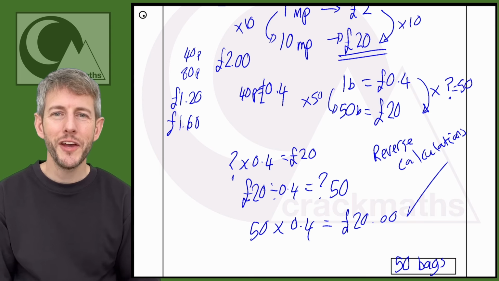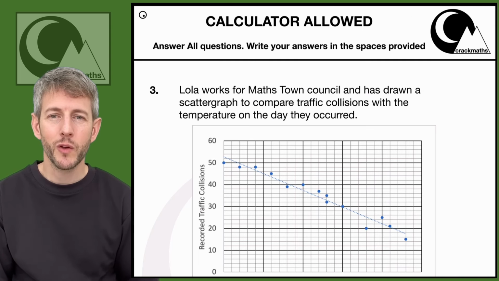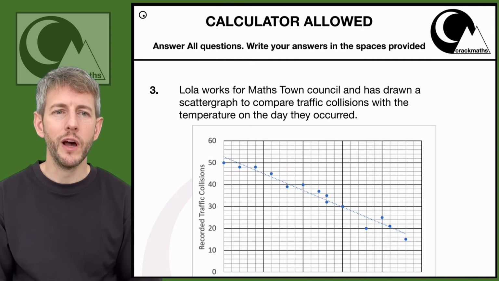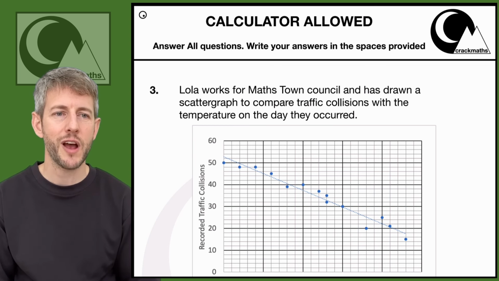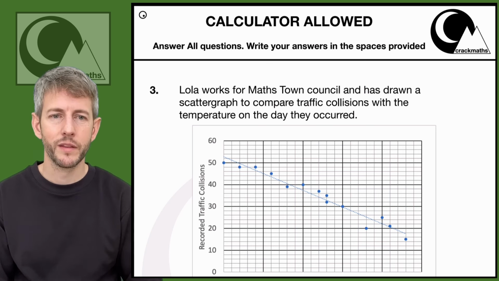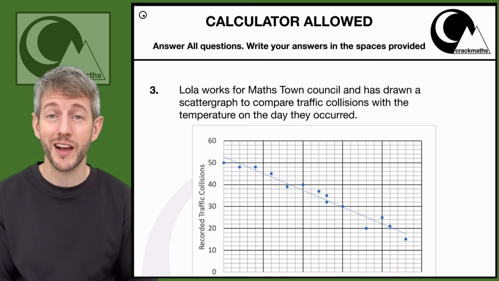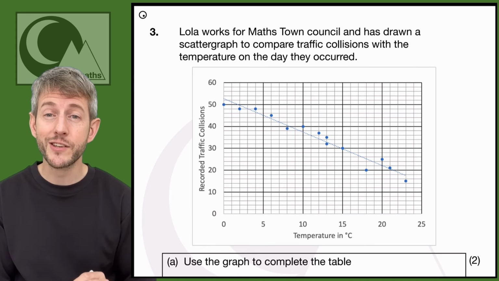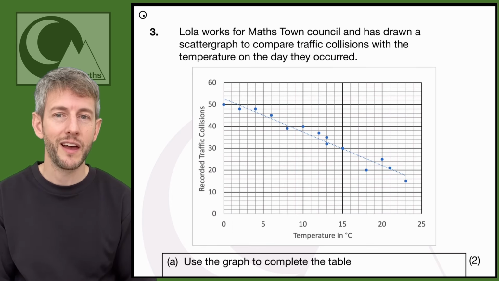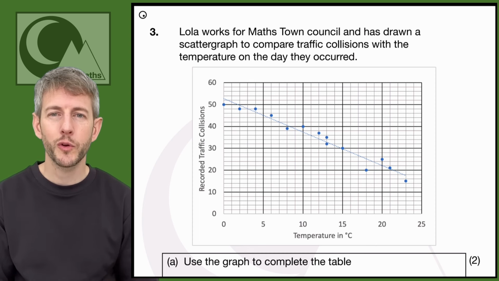Right, okay, here we have question 3. Question 3 says, Lola works for Maths Town Council and has drawn a scatter graph to compare traffic collisions with the temperature on the day they occurred. Right, yes, this is correct. So we can see that this is a scatter graph with traffic collisions on the y-axis and temperature on the x-axis. Question A says to complete this table.